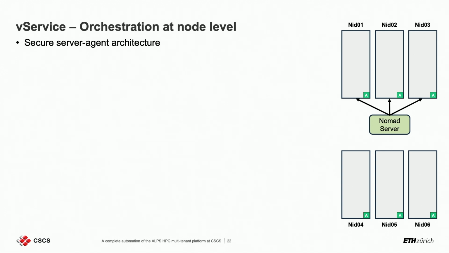Nomad has a secure agent-server architecture, with agents already deployed on all of the nodes in the minimal images, as we said before. And these agents connect to the server, ensuring that they have secure privileged access directly on the nodes themselves.